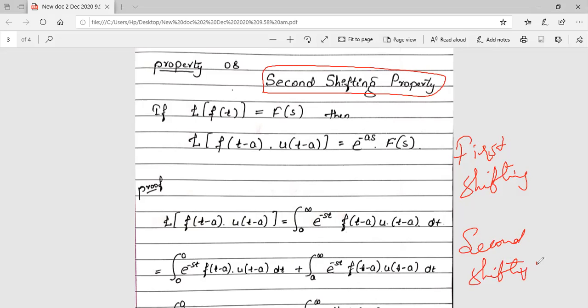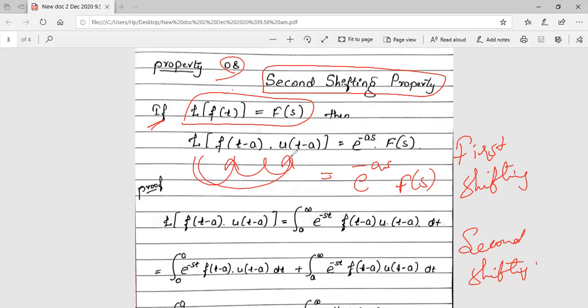This statement is the second shifting property, property number 8. The statement is: if Laplace transformation of f of t is equal to F of s, then Laplace transformation of f of t minus a into u of t minus a is equal to e to the power minus a s into F of s. That means when we get this type of problem, we will write only e to the power minus s a into the Laplace transformation of the given function.